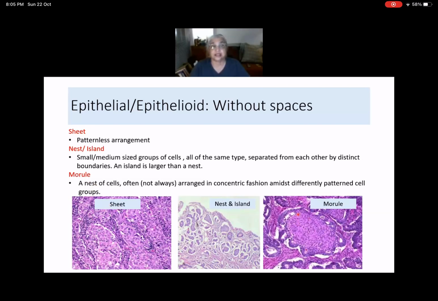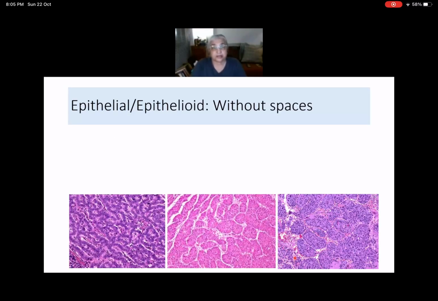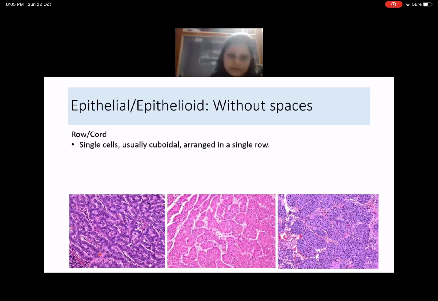Okay, nest and island. And what is this? This is a module. Somebody said module. These cannot be modules, because what is a module? A module is a nest of cells, often not always, arranged in a concentric fashion amidst differently patterned cell groups. So it has to be different from whatever is around it. So that is what a module is. Now, Pratibha, can you see what is a module? It is very different from what is a nest or an island around it.